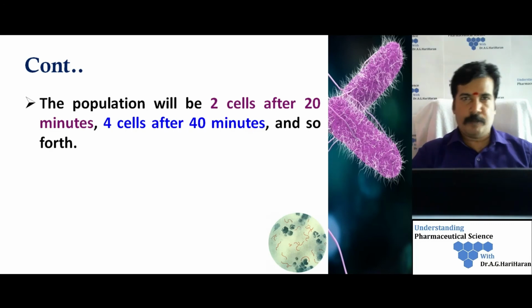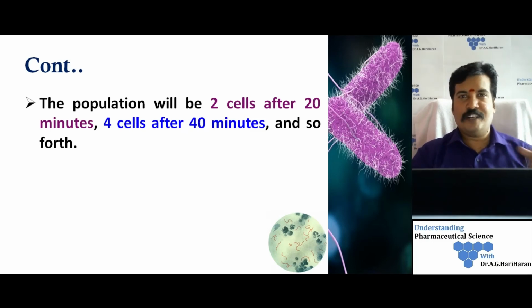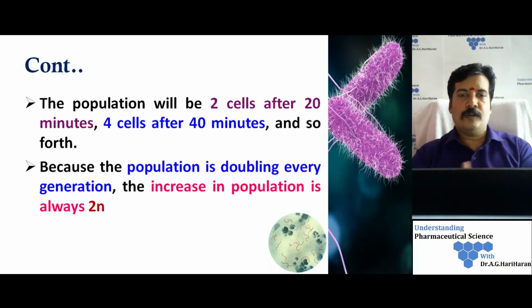In this experiment, what we have seen is at 0 minute there is a single cell. The doubling time, generation time is 20 minutes. After 20 minutes, one cell divided into 2 cells. After 40 minutes, these 2 cells divided into 4 cells. After 60 minutes, these 4 cells divided into 8 cells. Like that it keeps going on. So every particular time interval, this single cell becomes 2 times the cells. So the population at every generation doubles, increasing by 2 to the power n.